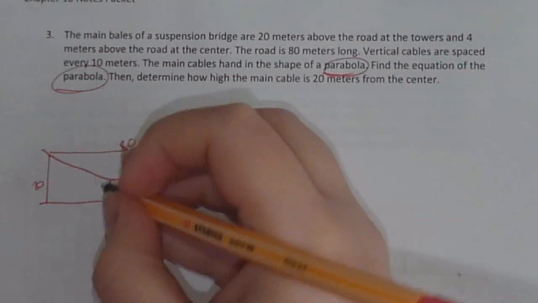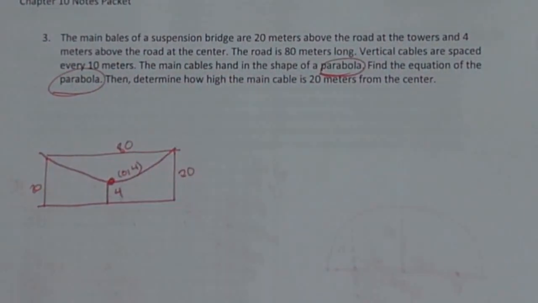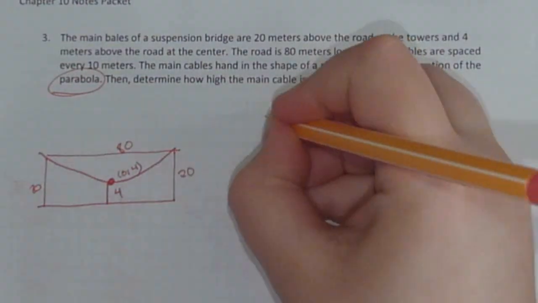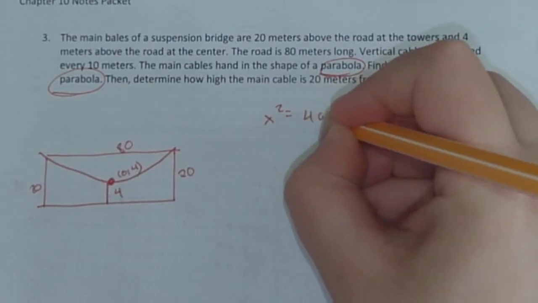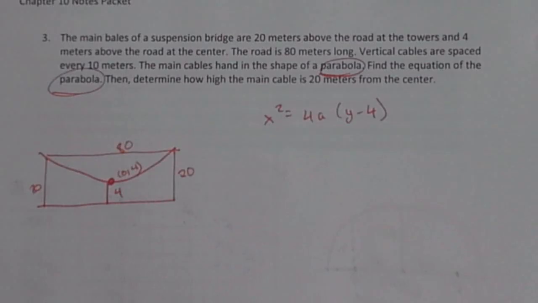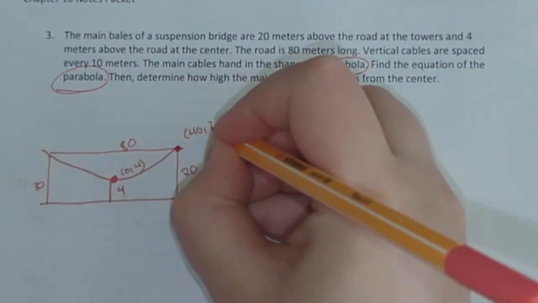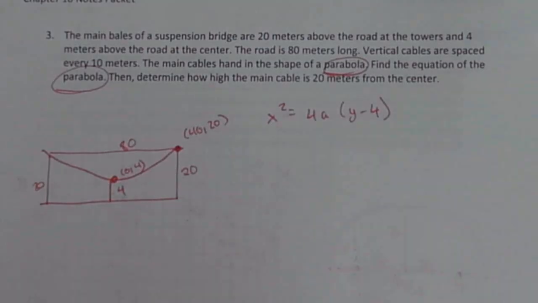So our center for the parabola here is going to be at 0, 4, and then we got to find our a variable. So we have x squared equals 4a times y minus 4. Now we're going to plug in a value here. So vertical cables are spaced every 10 meters. That's not going to help us a whole lot, but we know what this point is. That point right there is going to be 40, 20. So we can plug that in.